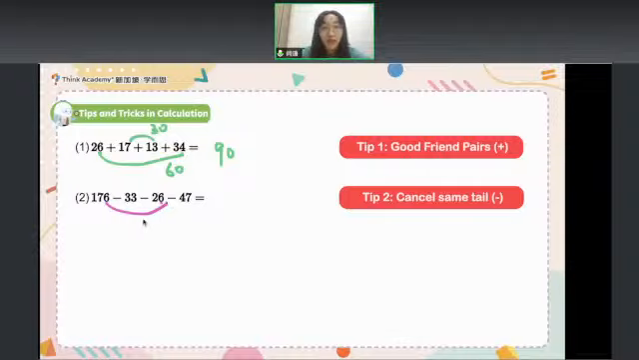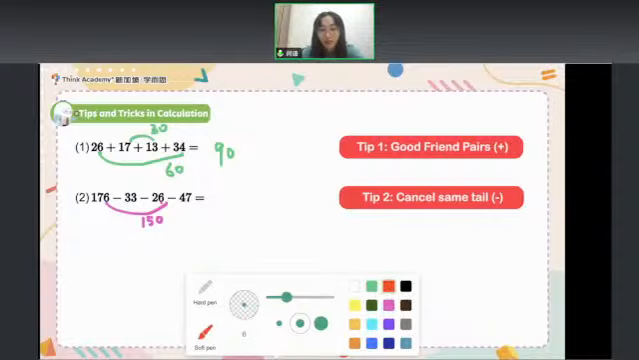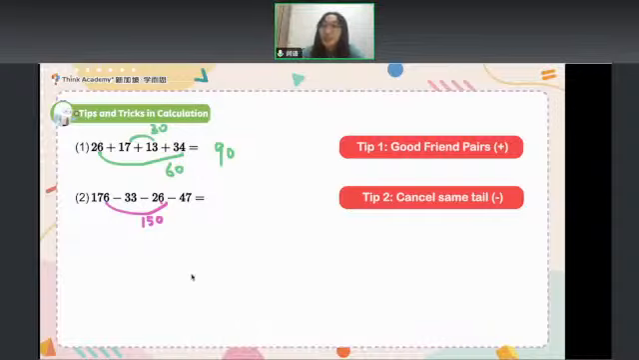So what can you get? You will get 150. Question. What about 33 and 47? Okay, good. So here, actually, we can turn that into the opposite operation, that is the addition. Why? Because you will see that the 3 and the 7, actually they are good friend pairs, right? So you just subtract the 33 first, and then you subtract the 47.